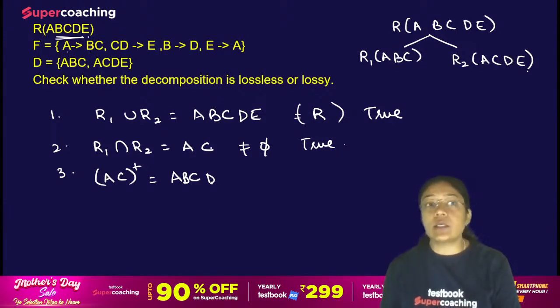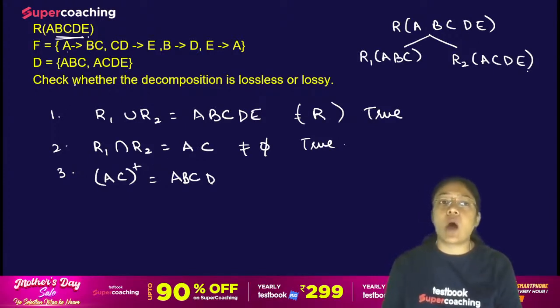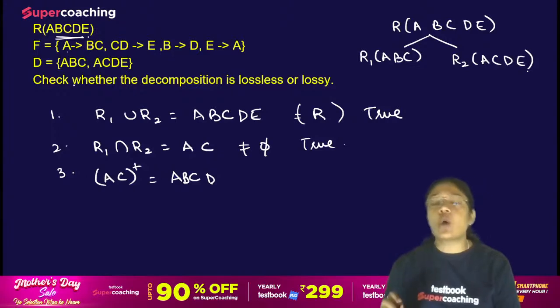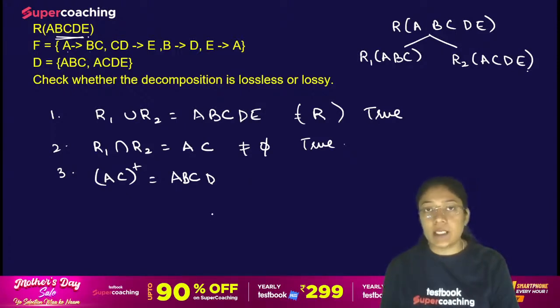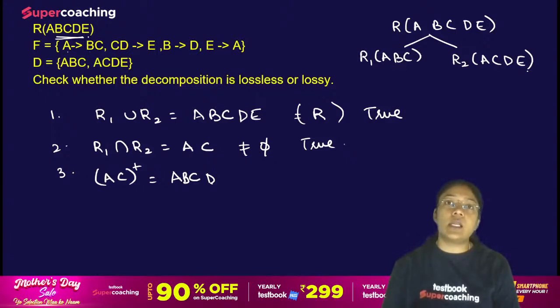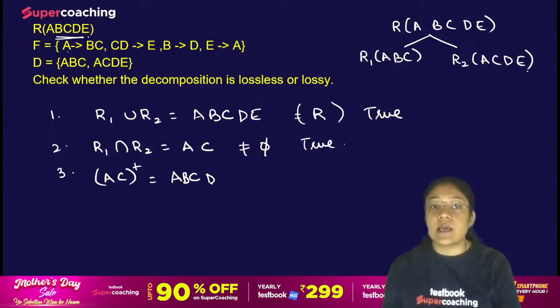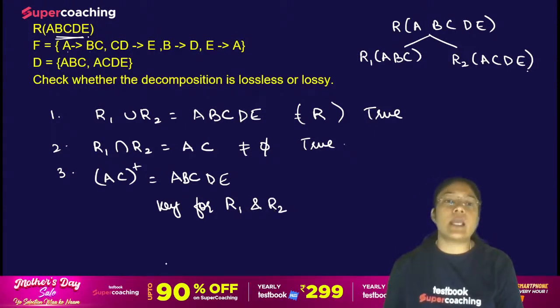Although you need to check that it should behave as a key for either of the relations. Even for one, ABC has come, so for R1 it is already there. So you can stop here as well. Or if you want to find out the complete closure, you can do that also. But in the exam there is no benefit, because if it is a key for even one relation, then decomposition is lossless. So A, B, C, D, and C, D together determine E. So definitely AC is a key for R1 and R2 both, but we needed it for only one.